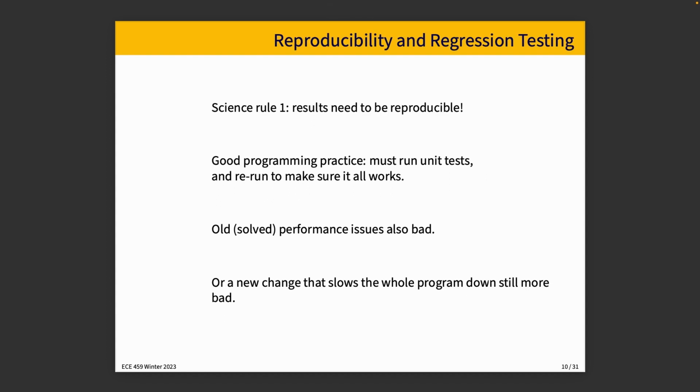Finally, reproducibility and regression testing. One of the key rules of science, it's here in the slides, it's called Science Rule 1, is that results need to be reproducible, right? When you write unit tests, the goal is they run every time that you build the software to verify that things still work, to verify that bugs stay dead, to make sure that some changes haven't been introduced that break expected functionality.